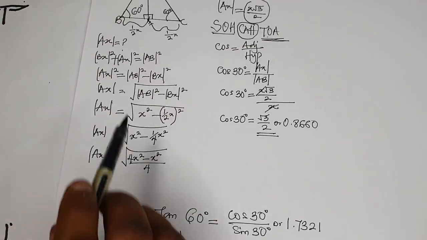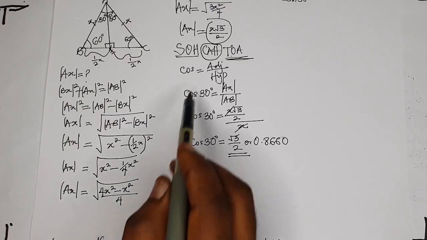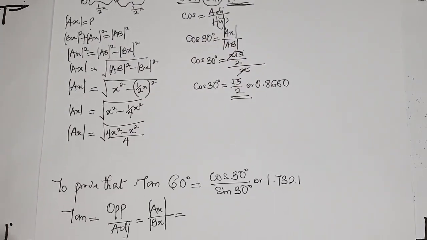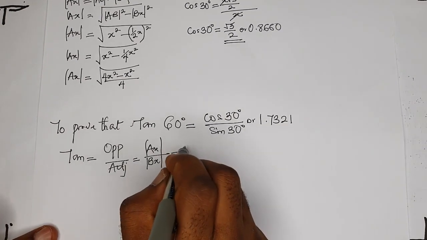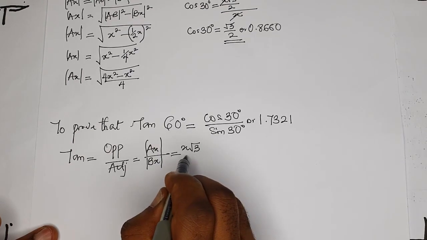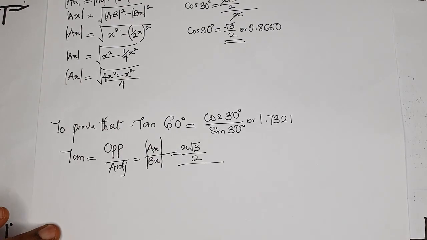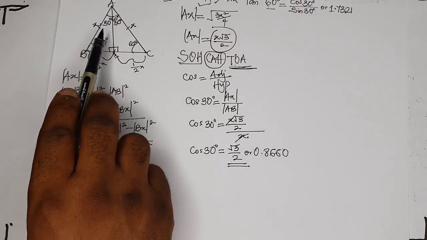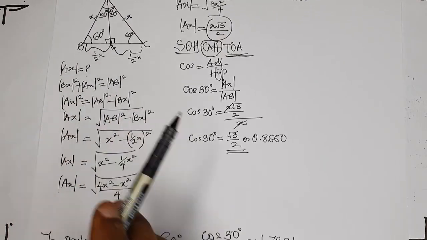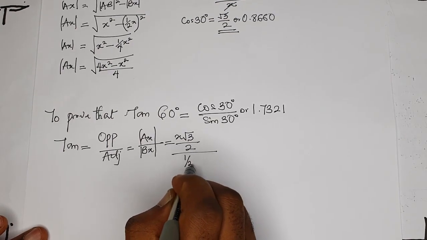What does line AX stand for? When we solved earlier for AX, we ended up finding out that AX is x root 3 all over 2. Remember that? So I'll come right here and fix it. That AX is x root 3 all over 2. But what about BX? From the diagram, BX stands for half of x. So I'll come down here and fix it also. BX stands for half of x.